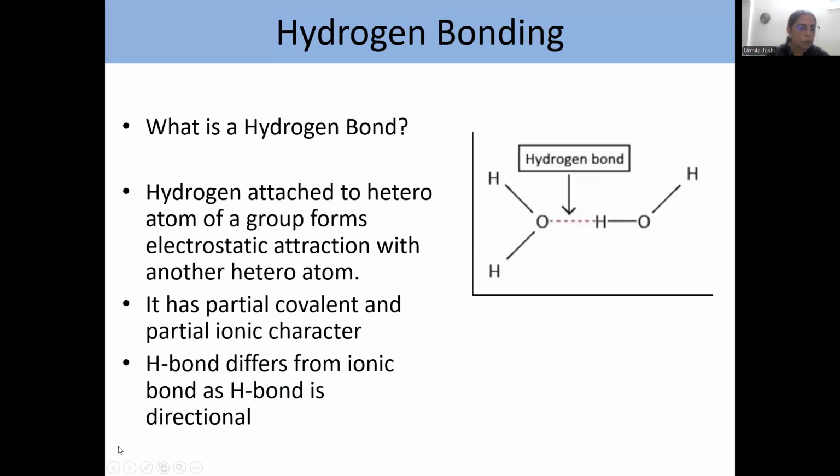What is a hydrogen bond? A hydrogen bond is indicated by such a dotted line. Just try to understand. This is a hydrogen atom, attached to a highly electronegative atom, and so the shared pair of electrons in the covalent bond is more towards oxygen. As a result, this hydrogen gets a partial positive charge.